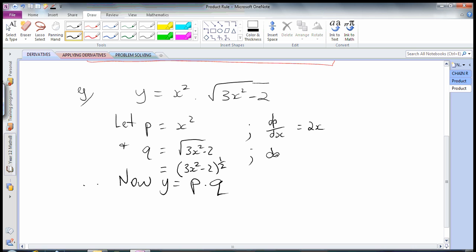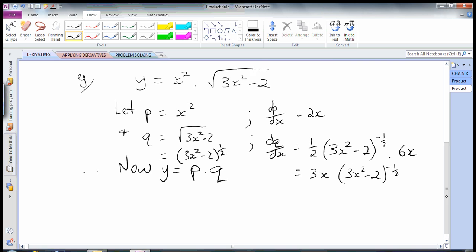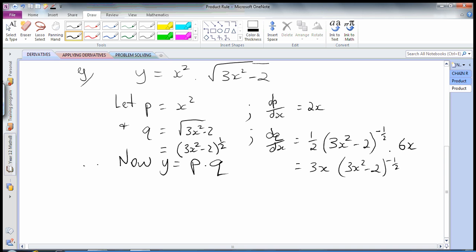So dq dx would be equal to 1/2, rewrite my bracket, to my new power, and then I multiply by the derivative of inside the brackets. And if you've forgotten how to do this, then you need to just revisit the tutorial on the chain rule, and that will clear it up for you. So I can multiply the 1/2 by the 6x, so we get 3x outside of 3x squared minus 2 to the negative half. I'm going to leave it as negative 1/2 instead of writing it as a square root function, and you'll see the reason for doing that.